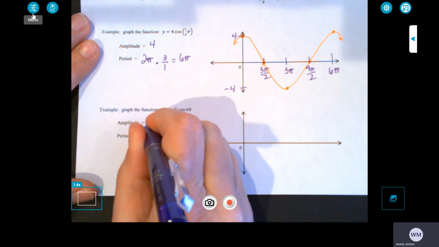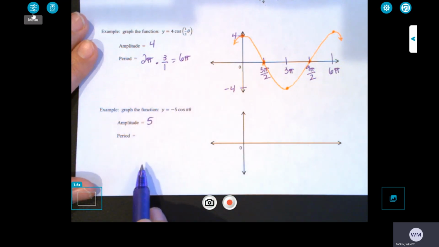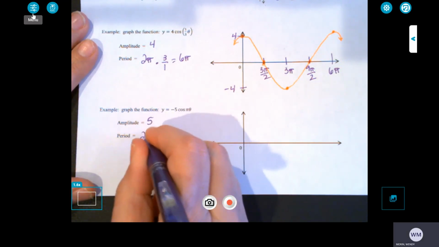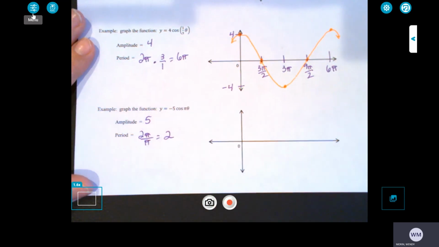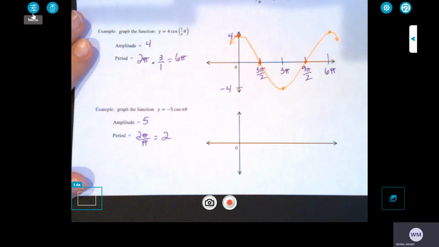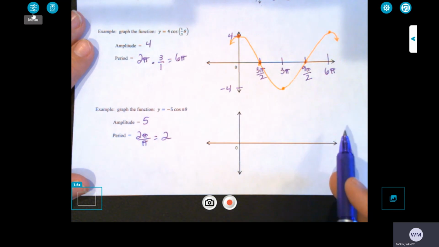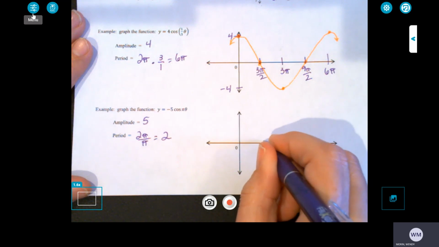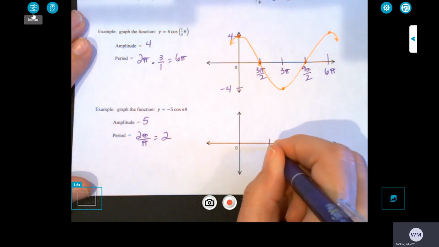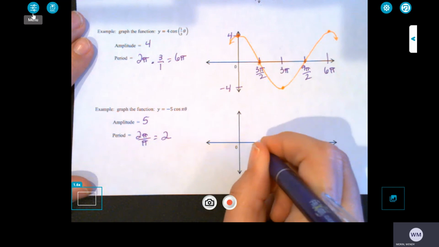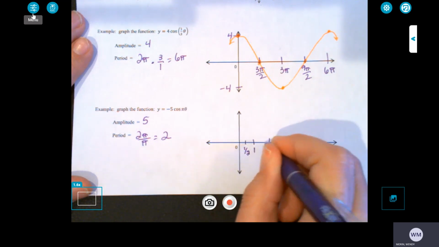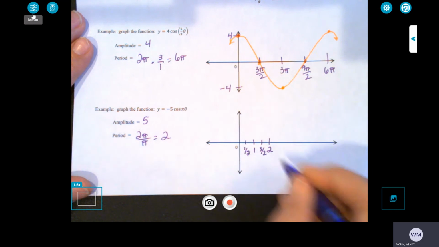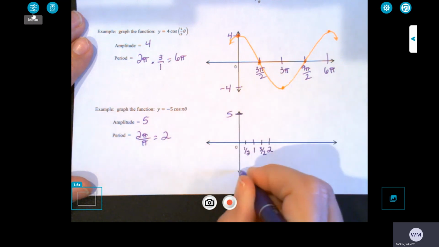The next one, hopefully again you stopped the video. The amplitude is 5. Amplitude is always positive, it's a distance. The period is 2 pi divided by your B value. We have a period of 2. Well, a period of 2 is less than pi, so that's going to shrink it up a little bit. I'm going to squeeze this in here. Let's just call this 2. So midline or midway is 1. Then you have 1.5, and then you have 3 halves.